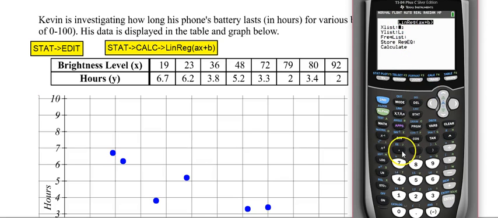So I run that. It's supposed to say list 1, list 2. If it doesn't, the lists are down here above the number keys. List 1 is above the 1 key, list 2 is above the 2 key, and so on. So list 1, list 2. You can leave all the settings and go down to calculate. And it tells me the slope and the y-intercept of my line.